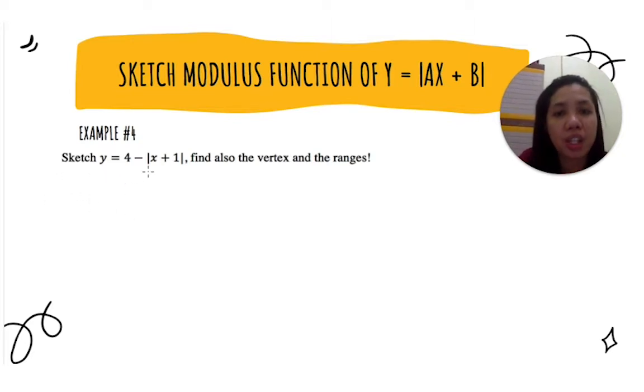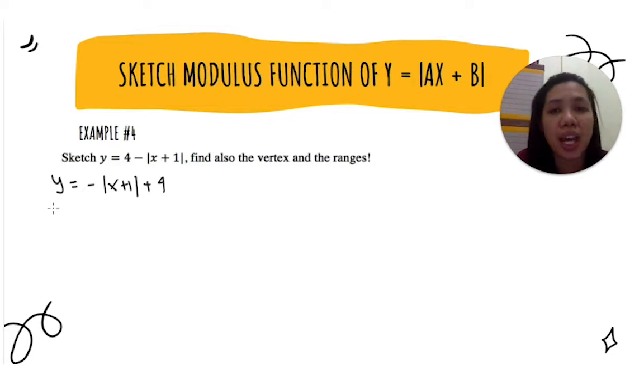The function is y equals 4 minus the absolute of x plus 1. Actually, we can change the order of this function. I'm going to write the absolute part first, and then after that it is followed by the other number. So I can rewrite this function as y equals minus the absolute of x plus 1, plus 4, and I believe this is more familiar to you.